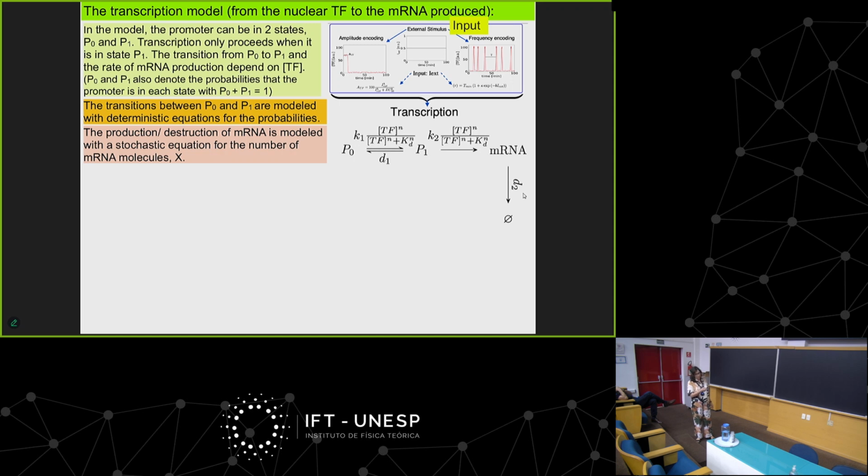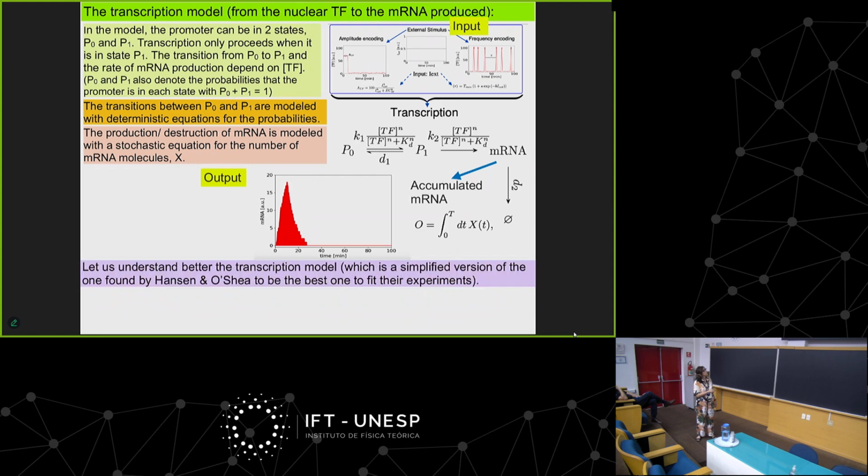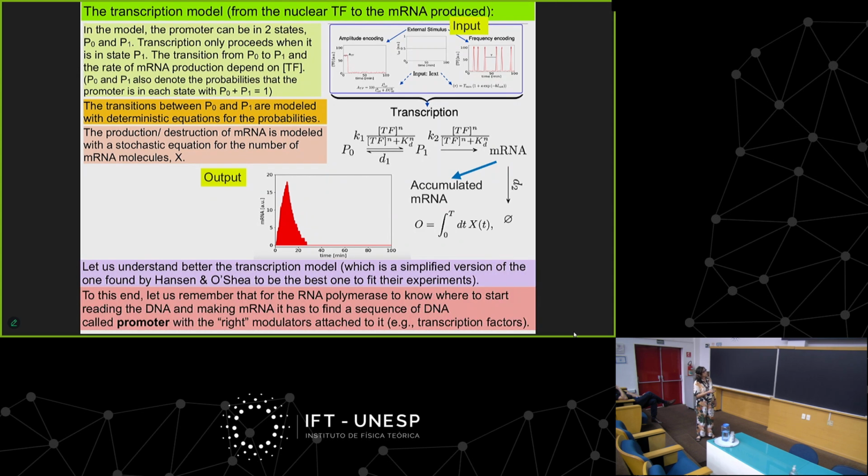And, well, that's the input, the external stimulus. And the output, as I told you, is the integral of the messenger RNA that is produced. And so let me give you an idea of how you could eventually derive this very simple model from a more mechanistic one.